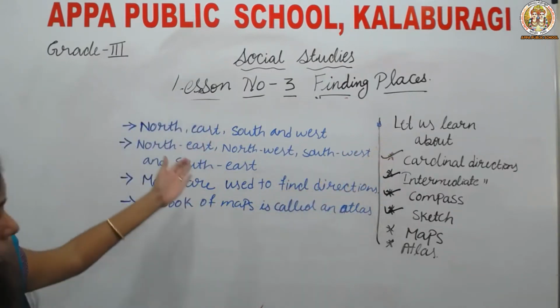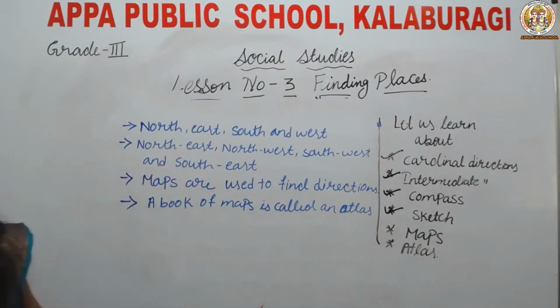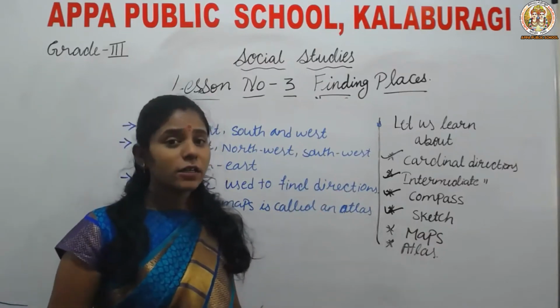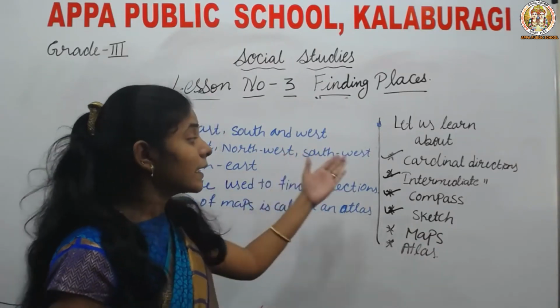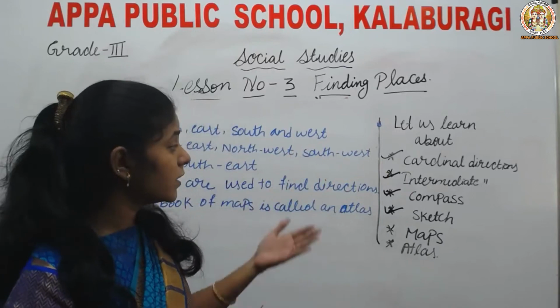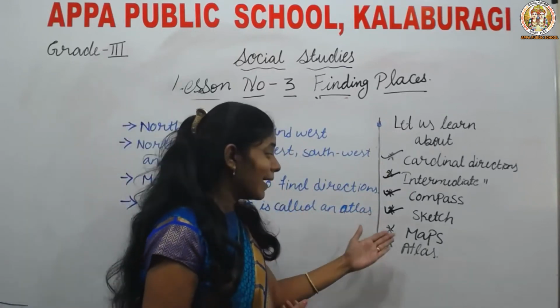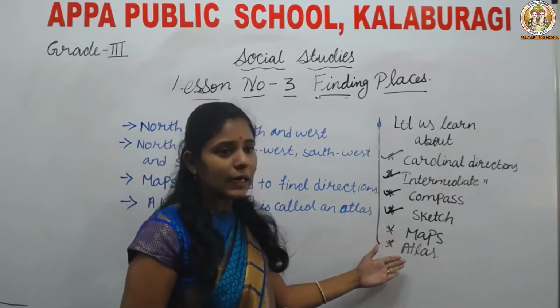Today's class we learned all these. First we studied about cardinal direction and intermediate direction. After that we studied about the compass, then the sketch, then the map. And lastly we studied about the atlas.